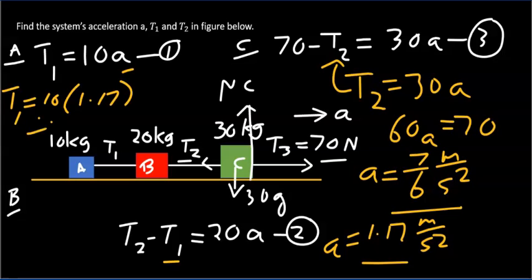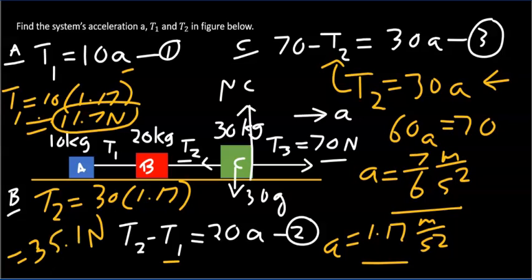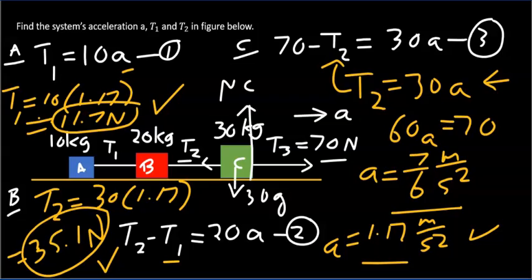Substituting a in equation 1, you get tension 1 to be 10 times 1.17, which is 11.7 newtons. So that's tension 1. Substituting a in this equation for tension 2, you get tension 2 equals 30 times acceleration, and acceleration being 1.17, that's going to give you T2 to be 35.1 newtons. So there we go. We have acceleration, tension 1 as 11.7 newtons, and tension 2 as 35.1 newtons. That solves the problem. Good problem.